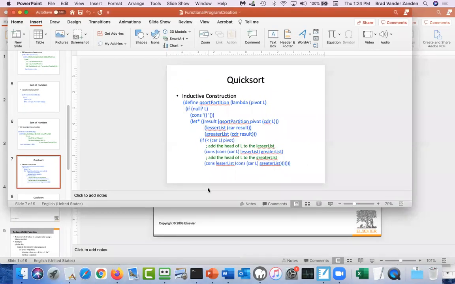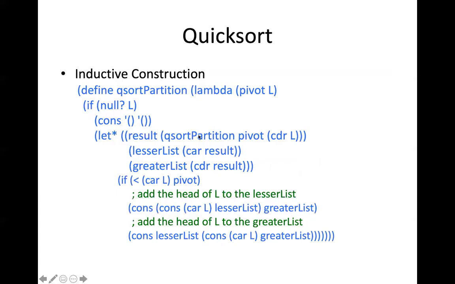Okay, so we're defining a function. This is a helper function. Notice in this case, I didn't use a letrec. I'm actually doing it outside of the qsort function. So this is a case where I'm actually setting up a helper function that is in the global namespace. And it is taking a pivot and a list.